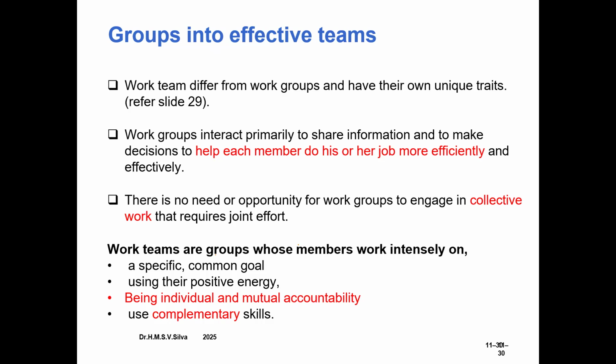But in a group, we can individually perform our duty and we can go home. But in a team, we cannot do that. High interdependency is there. So a work team differs from a work group. They have their own unique traits. Work groups interact primarily to share information and make decisions to help each other do his or her job more efficiently.